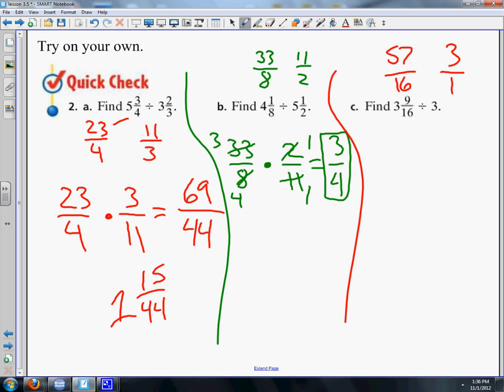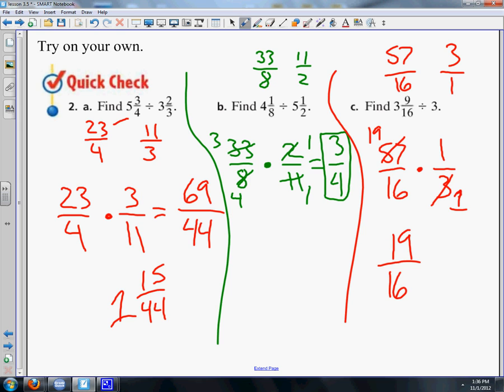So we're going to keep that first number the same. Change division to multiplication, and then flip the second fraction. So now we can cross, reduce, and multiply. 3 goes into 3 one time. 3 goes into 57 19 times. So multiply across. 19 times 1 is 19. 16 times 1 is 16. Our improper fraction answer is 19 over 16.